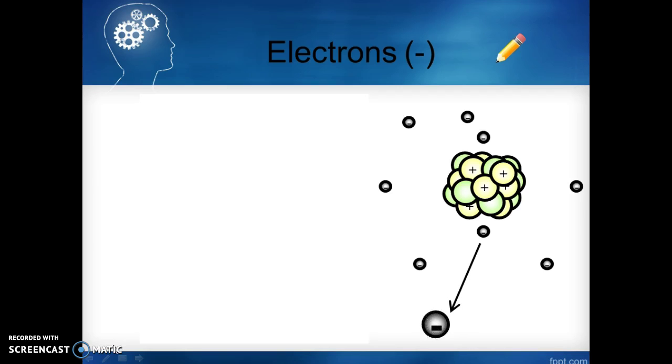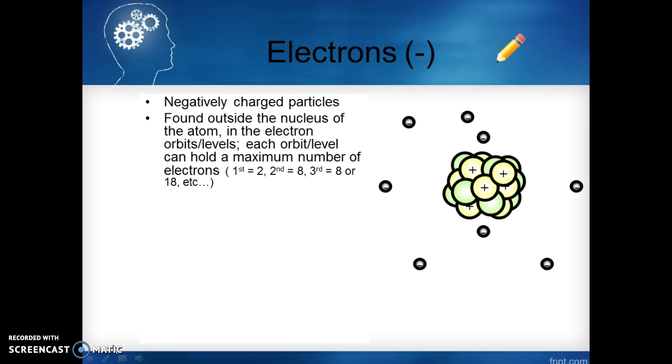Electrons. Negatively charged particles. They're found outside the nucleus of an atom in the electron orbit or electron level. Each orbit can hold a maximum number of electrons. The very first shell can only hold two. The second shell can only hold a maximum of 8 electrons. The third shell can hold a maximum of 18.